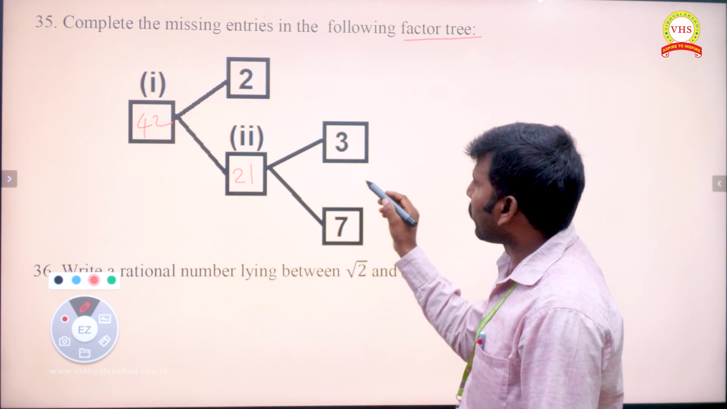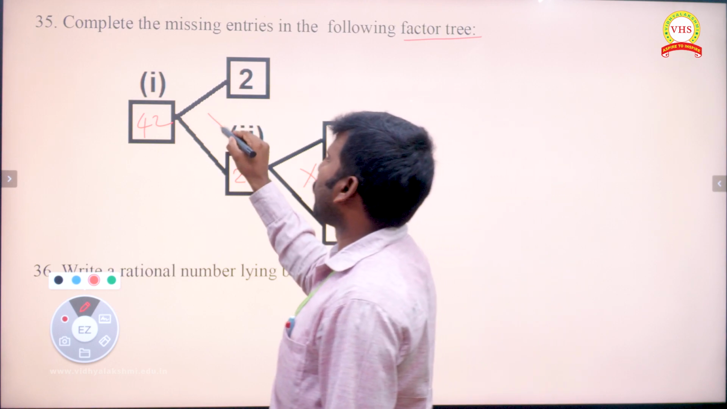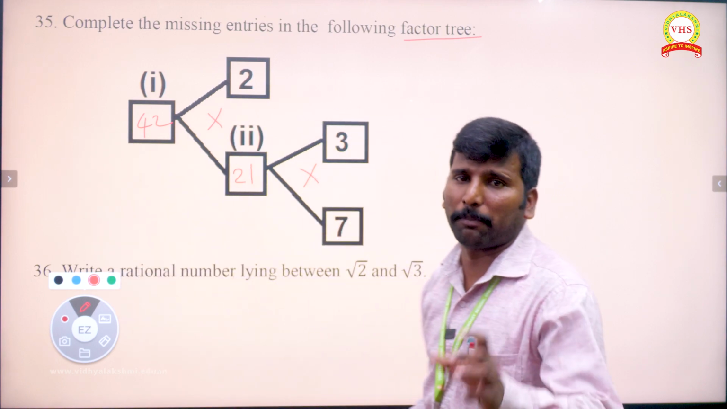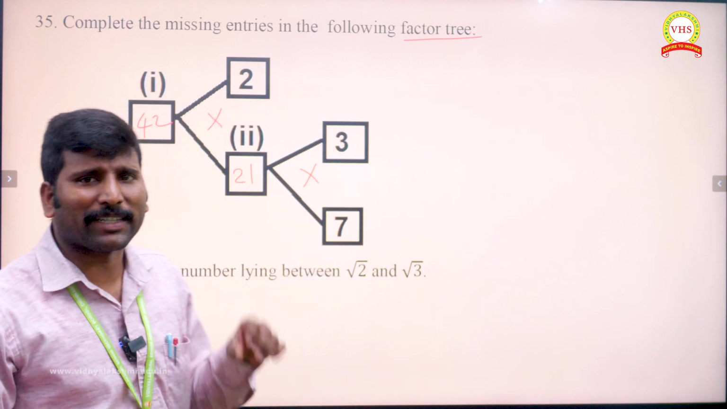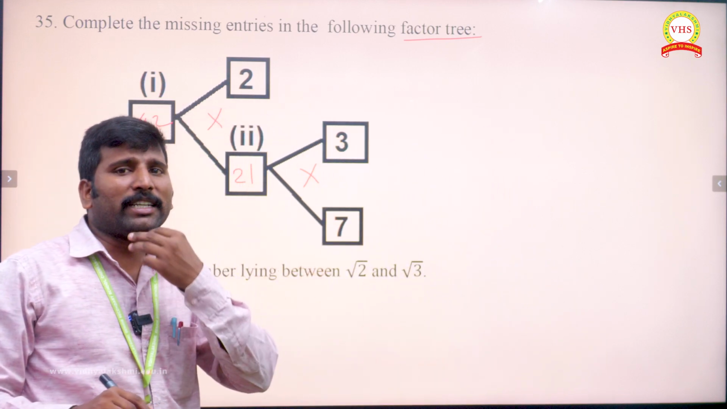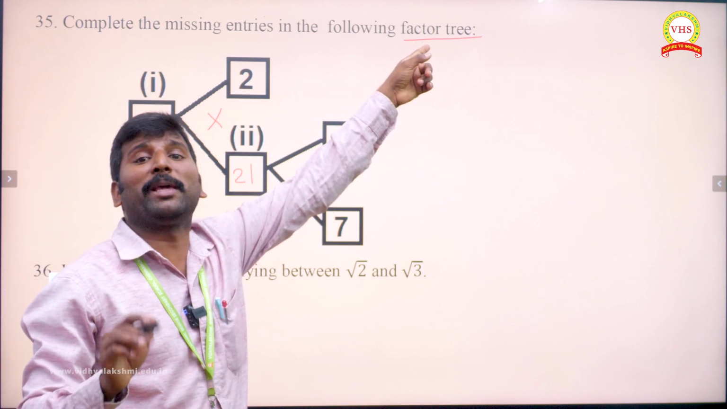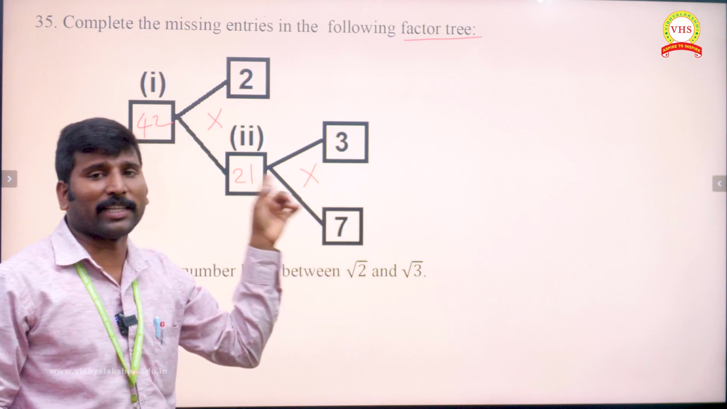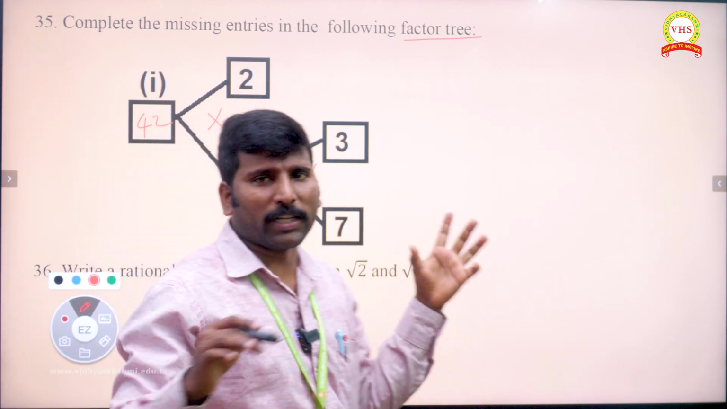See, you can go in reverse order. These together we have to multiply, and these together we have to multiply. It's a factor tree. Factor itself means multiplication. So the factor tree they have given means multiplication tree. We have to multiply each other to get 21, and multiply each other to get 42. That's it. You don't need to worry about many things.